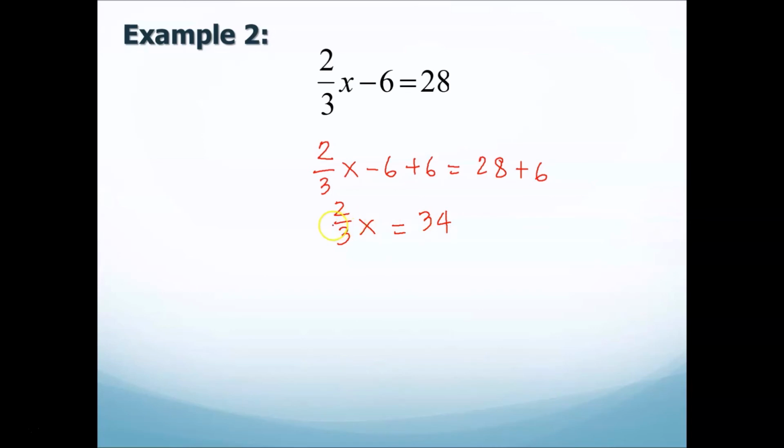Now we have a bar here, so it's a division. So we need to multiply by the inverse of 2/3 on both sides. So that's 3 over 2. And we also multiply by 3 over 2. So now the 3s and 2s cancel out. So x equals, okay, we can simplify 34 divided by 2, which is 17. And 17 times 3 is 51.